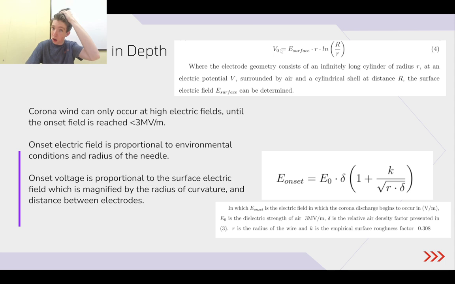Additionally, at the top here, you can see how voltage is related to the electric field. You can see that voltage is going to decrease with smaller radii of wires, which basically means that sharper wires will need less voltage to cause corona onset. Additionally, it will increase with an increase in distance. So if the distance between those electrodes is increasing, you'll require more voltage to achieve onset.